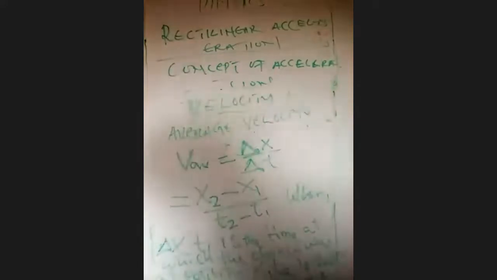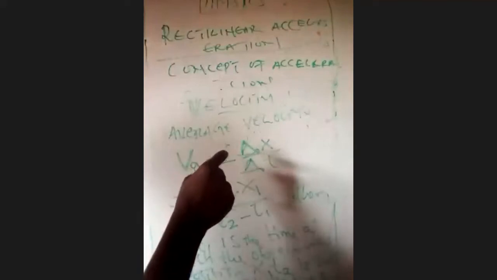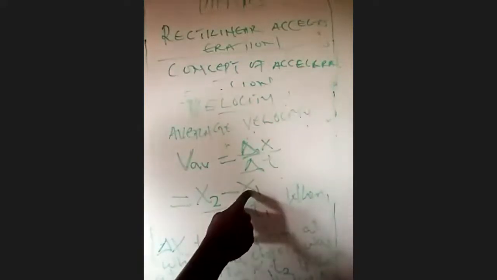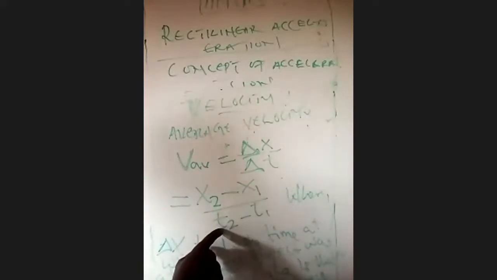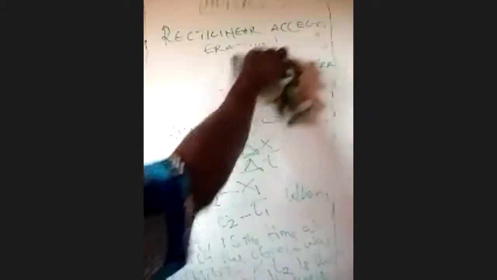Now, where S, delta S, and T2 is the time at which the object was at position S1 and T2. So what am I trying to say? Let me just put it this way, so you can get the clear explanation. We are dealing with average velocity now under rectilinear motion. Now, this is what I'm trying to say. Let me write it out.